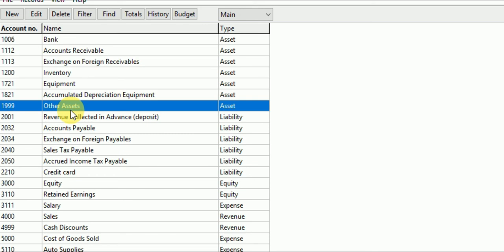Okay, so that's it for the assets. We'll continue with the liabilities and then each of the income and expense.